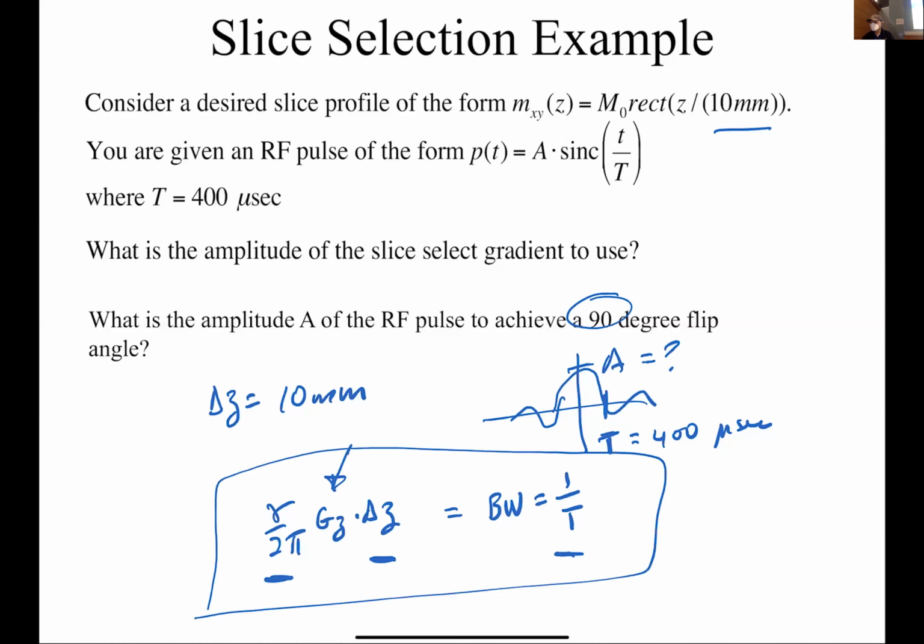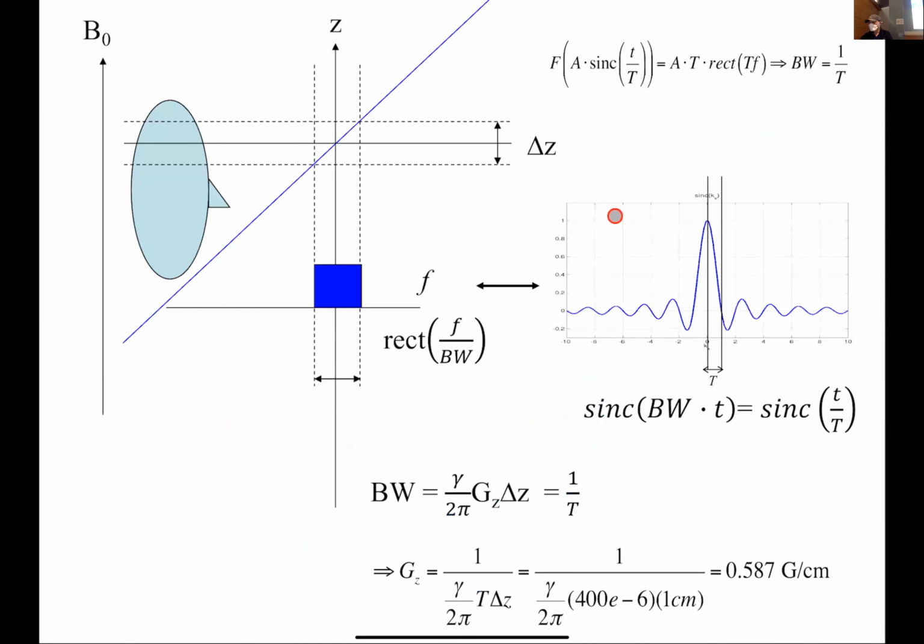Okay, so in fact, if we do that, we get g sub z equals 0.587 Gauss per centimeter. Right. So now we've designed the gradient amplitude. So that's great. The next computation that's typically done is what's the amplitude, right? Remember, the bigger pulse I put in, the bigger the flip angle. So now I want to figure out what amplitude of pulse do I need to get a 90-degree pulse.